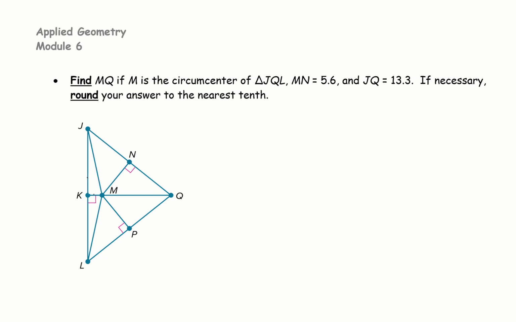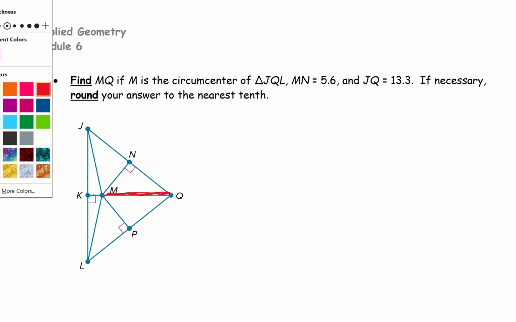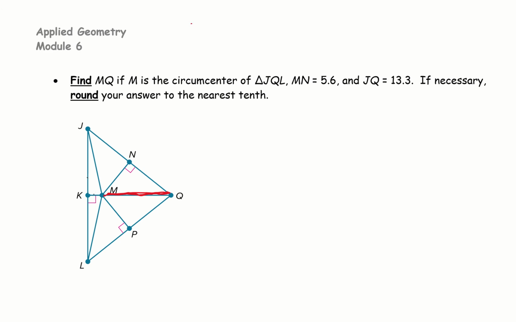So, all right, the last one says, find MQ. So I'm going to go ahead and mark MQ. MQ is right here. It's that side. Let me go back and use just this red. So MQ is right here. Again, MQ is the same distance as ML and MJ, but they don't give you ML and MJ. So we're probably going to have to use the Pythagorean theorem again. They gave you MN, which is 5.6. So this was 5.6 right here. And then they gave you JQ, which is this whole distance of 13.3.